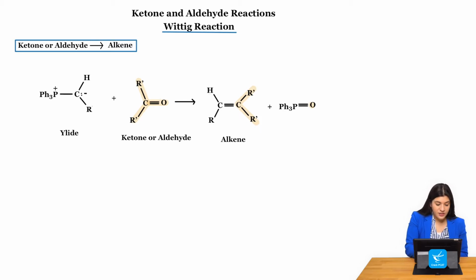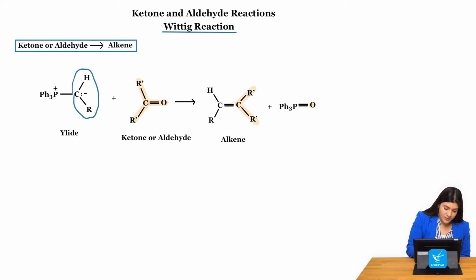So we're literally just taking these two and combining them. And we no longer have that carbonyl carbon, or that oxygen. That's now going to be attached to that phosphorus here. So this is the main alkene or product that we see overall in this reaction.